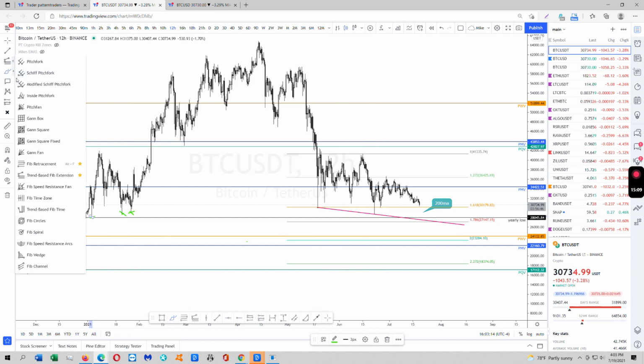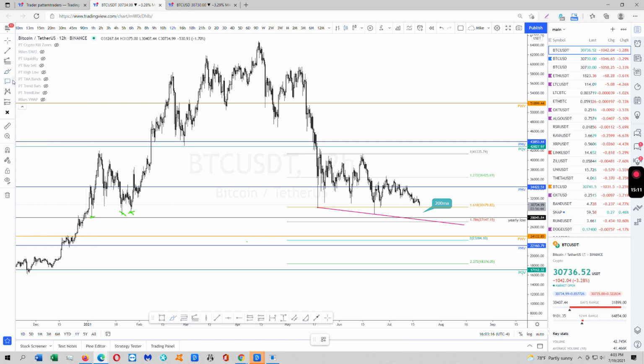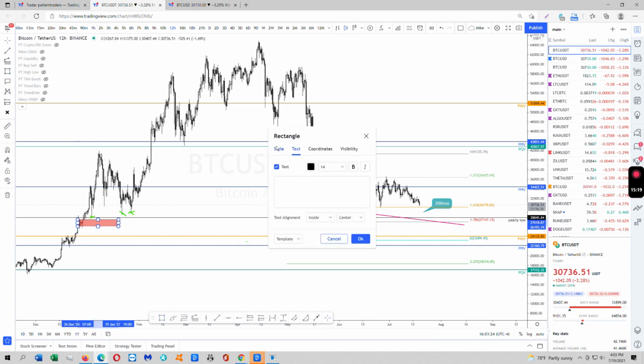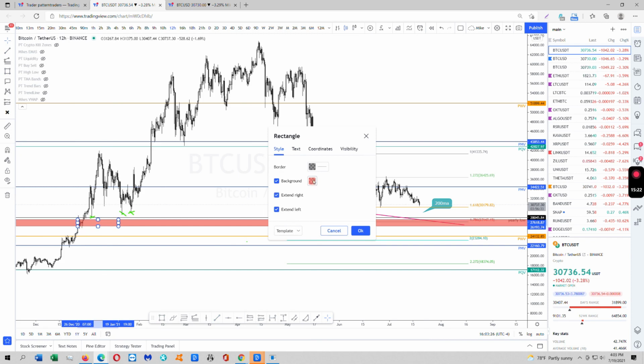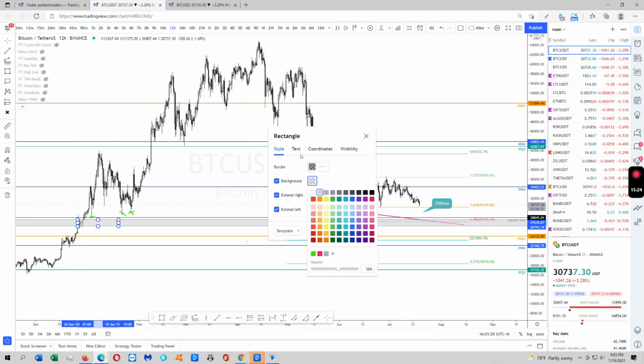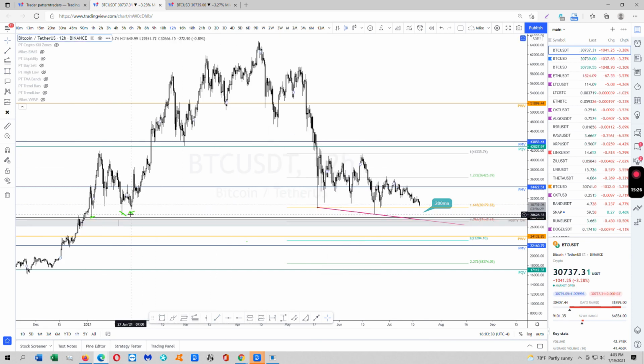Where is this thing now? No. Here you go. Hit this demand zone. Make this gray. That's it. This is it. This is your map, guys.